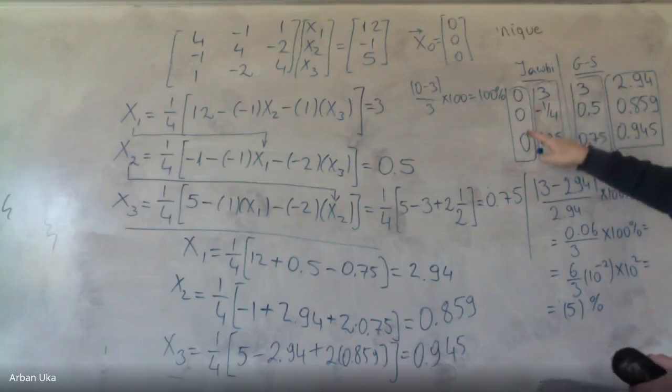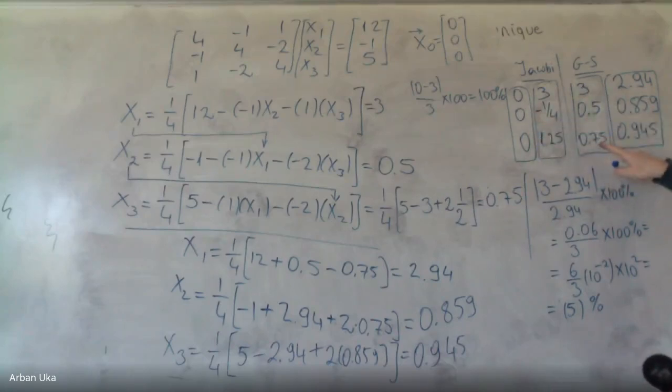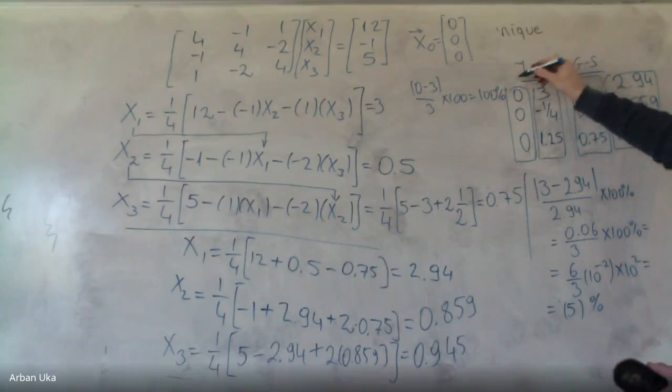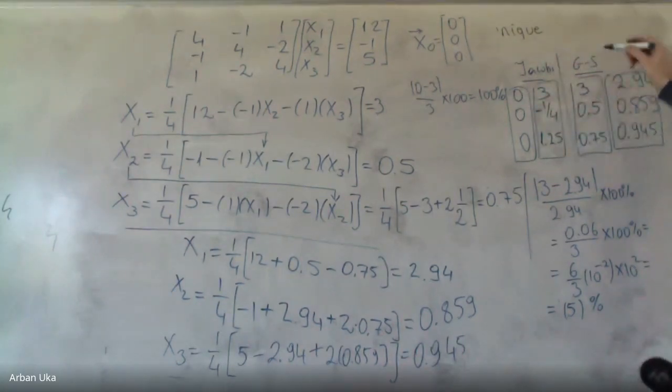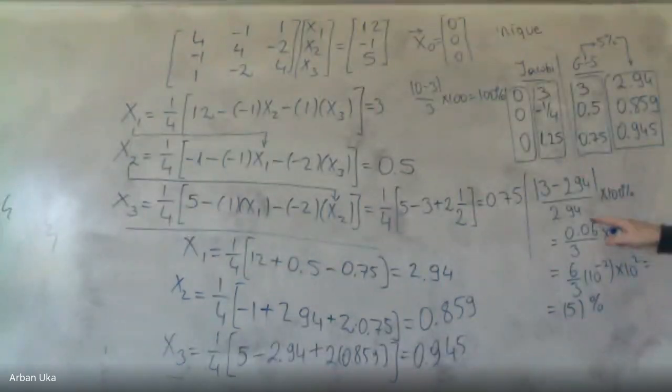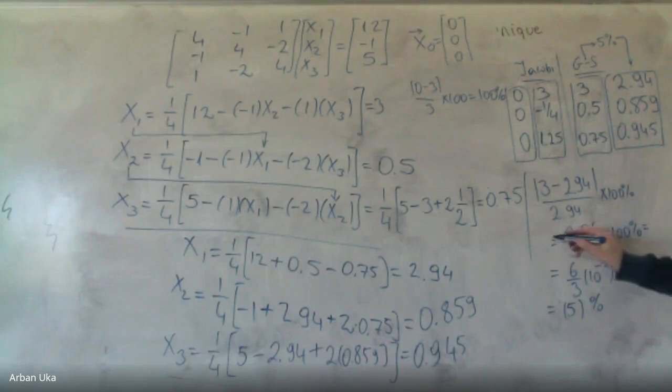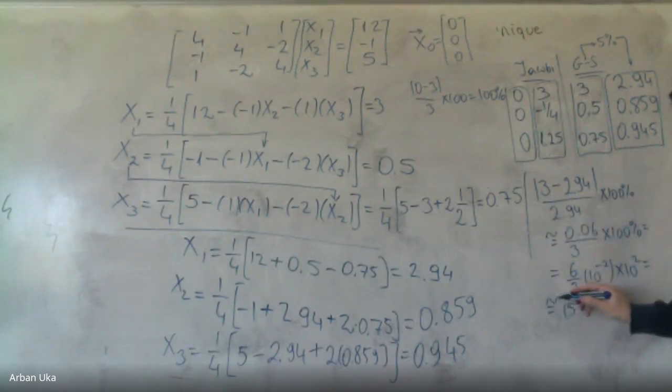From 0, 0, 0, we got 3, 0.5, 0.75. And the error of this, with respect to this, it was 100%. But now the error from here to here is just 5%. Probably it's not 5%, it's something less, because we divided this by 3 just to get an approximate value. So this is approximately 5%. Probably it's going to be something like 4.5 or 4.7. But this is the error.